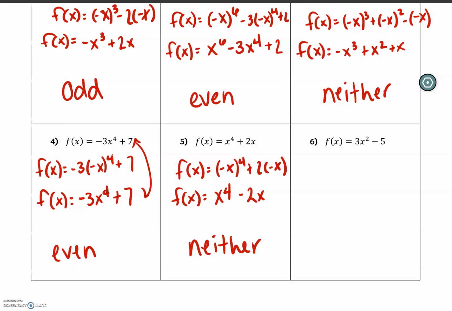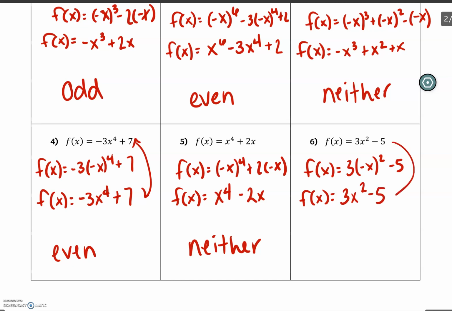And let's take a look at number 6. When we substitute a negative onto all of our x's, and we simplify, a negative to an even power, so the power of 2 would be even, is going to result in a positive value. So we still have positive x squared minus 5, and we can see that our new equation is exactly the same as our original equation, meaning this is an even function.